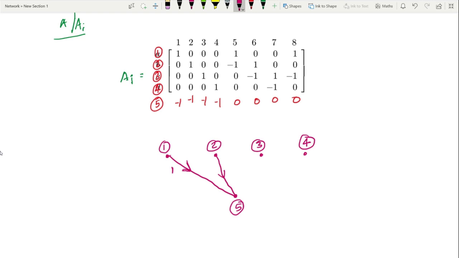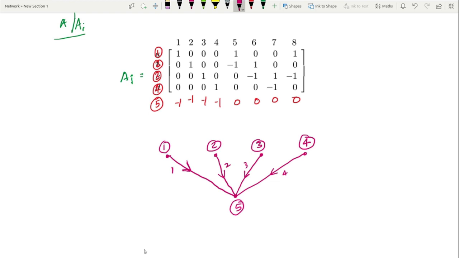Similarly, branch 3 is connected between node 3 and 5. And what is the direction? It is starting from node 3 and coming towards node 5. Clear? It is going away from node 3 and coming towards node 5. So this is the second one, this is the third one. And the fourth branch is connected between node 4 and 5. It is going away from node 4 and coming towards node 5. So the current direction is in this manner. This is branch 4.